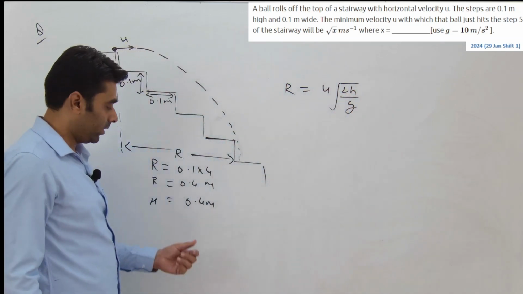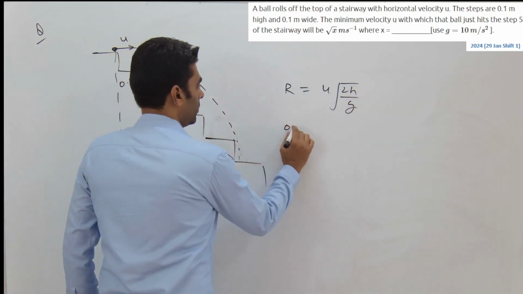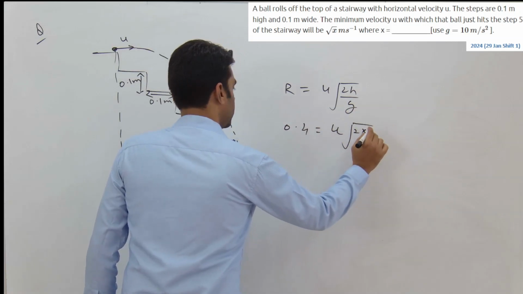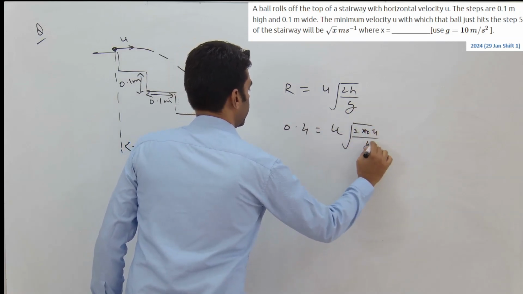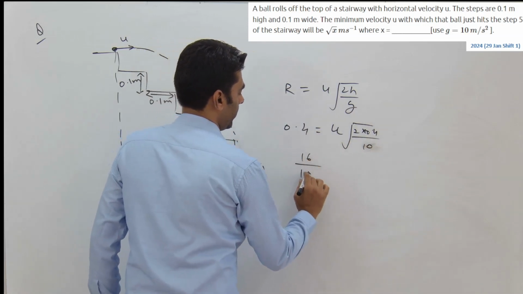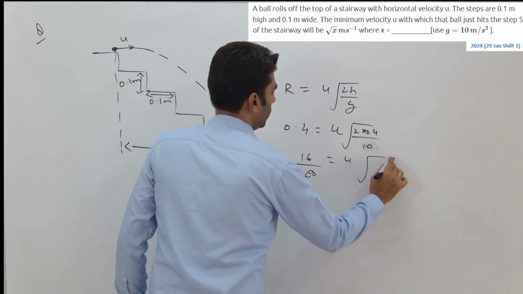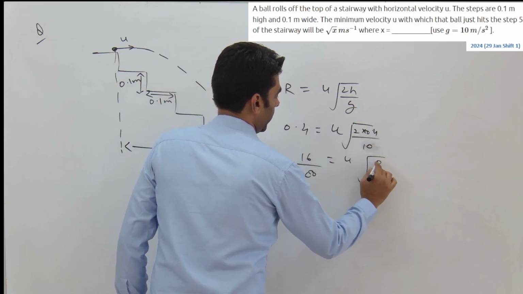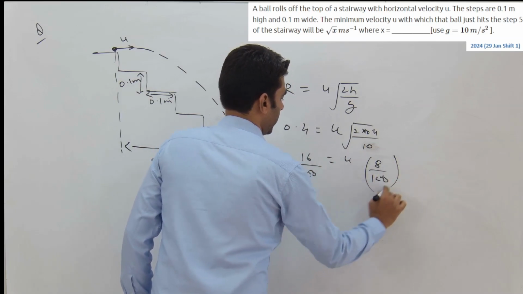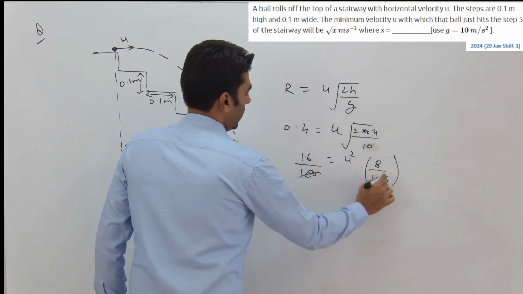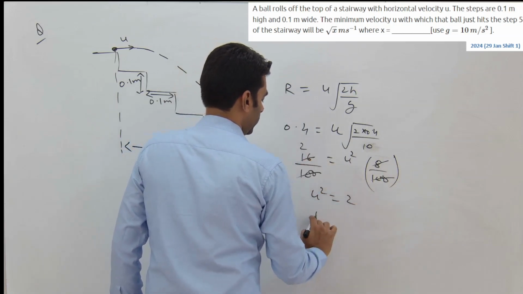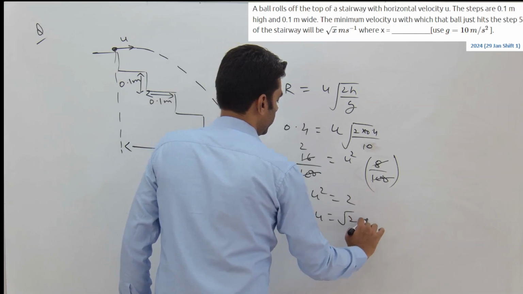Let's substitute the values. R is 0.4. 0.4 is equal to u root over 2h, H is 0.4, by g, which is again 10. Let's square it. We will get over here 16 by 100 is equal to u square into 0.8, 8 by 100. Fine. How much do we get? U square, 100 cancels out, 2 times u square is equal to 2. So u is equal to root 2 meter per second.